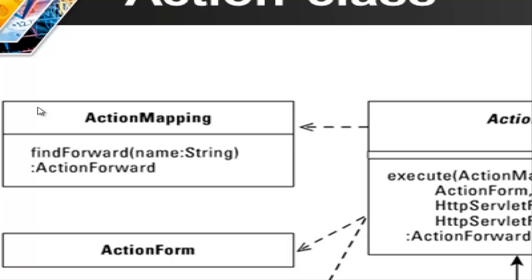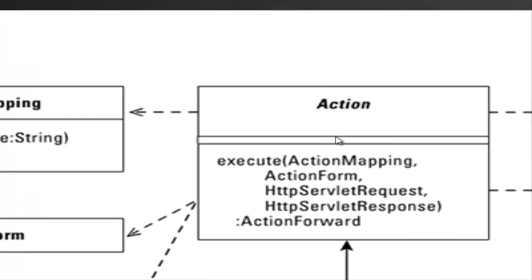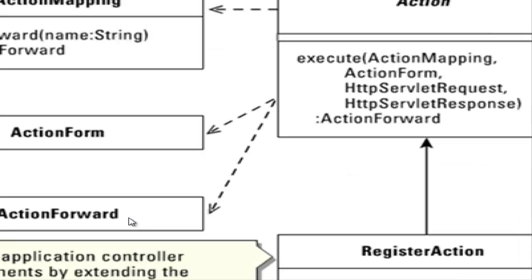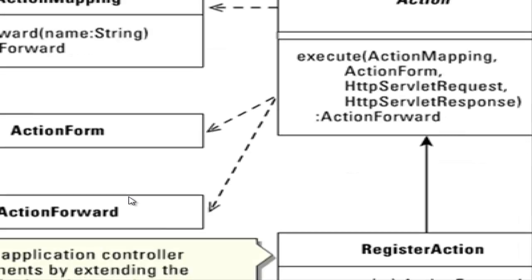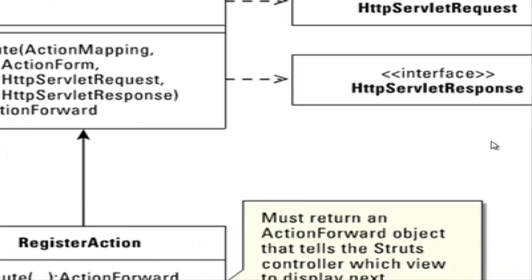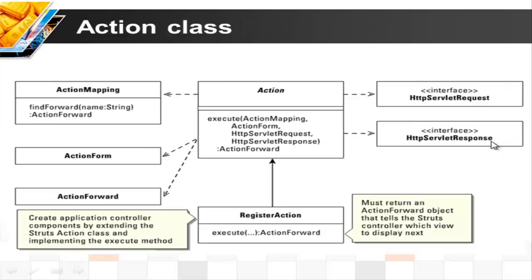And what is the important method in that action mapping? Find forward is a method. Find forward returns an action forward. And what are the other things that it has? It also takes up an action form, the form that is populated. It returns the action forward, and it also has the HTTP request and HTTP response.